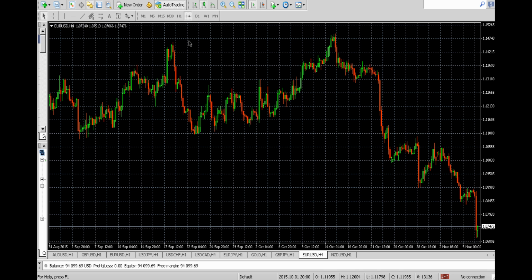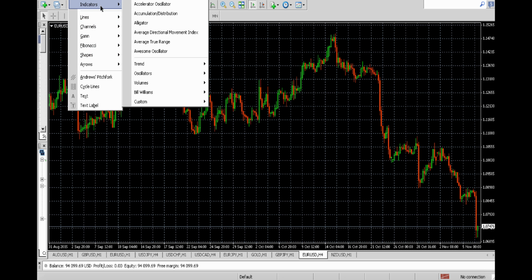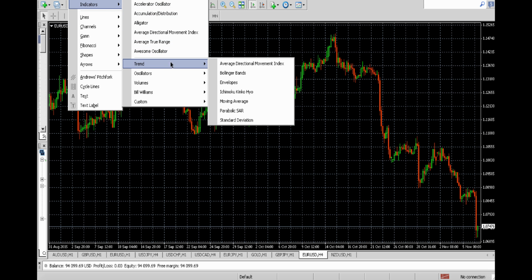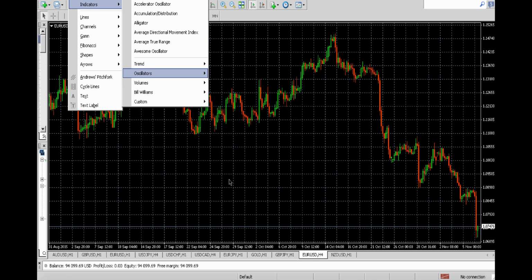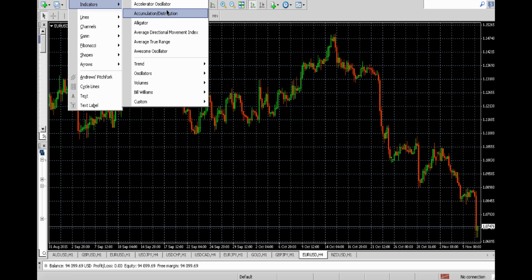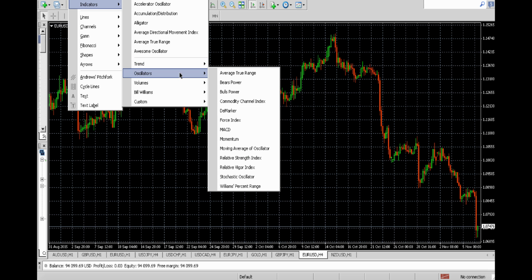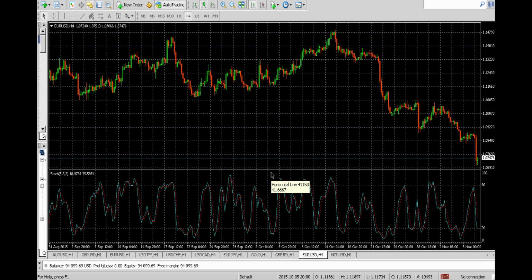To add the stochastic indicator, go to your MT4 platform and look for indicators, then under oscillators, look for stochastic and click on it. Okay, we'll just use the standard settings.